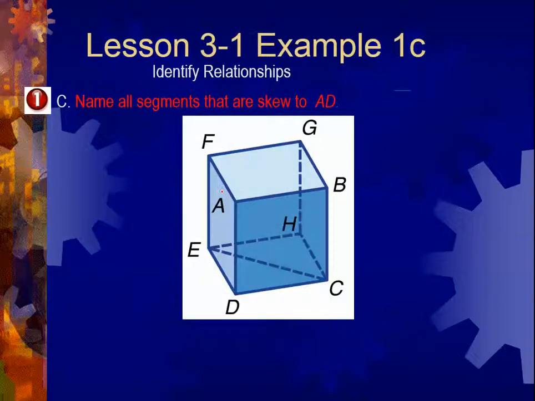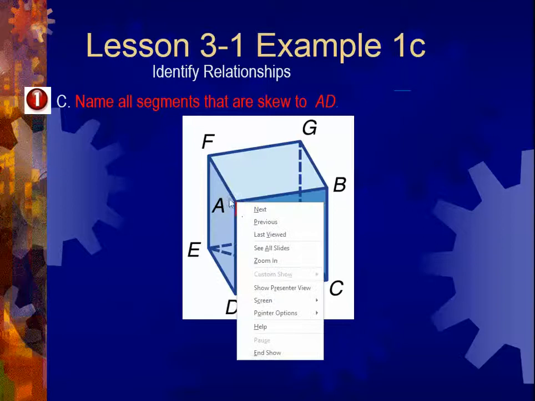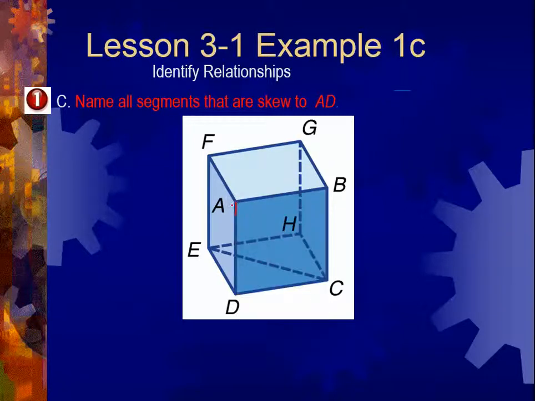Name all segments that are skew. This is the hardest one for people to see. So here, whoops. Here's segment AD. We want everything skew to that. Now let's remember what skew is. Skew means that they never touch and they are not on the same plane.